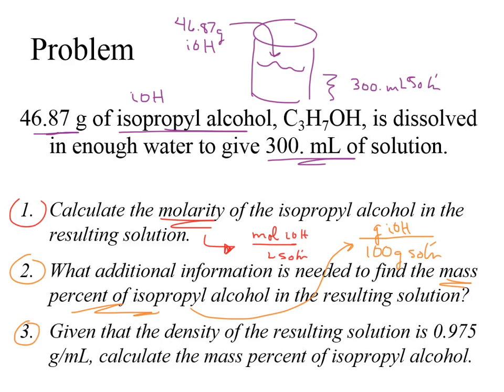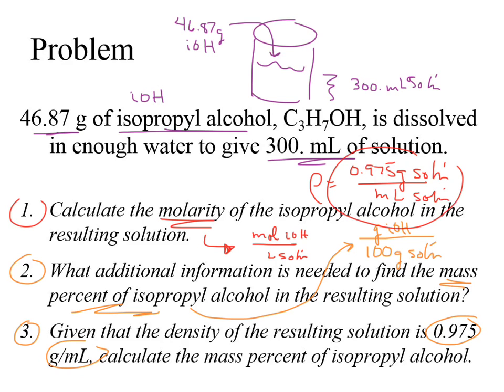And yes, you can do that if you're given the density. So density down here, I'm going to unpack it. Remember the symbol for density is rho. So when it says 0.975, it means 0.975 grams of solution per milliliter of solution. That's what that means, and I'll show you how we can use that to get to weight percent.